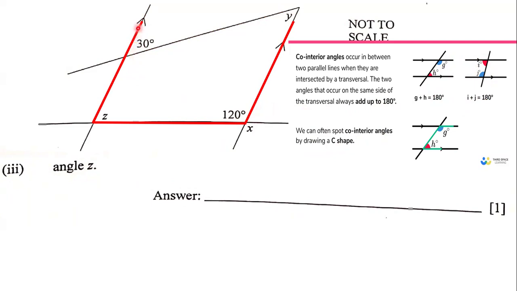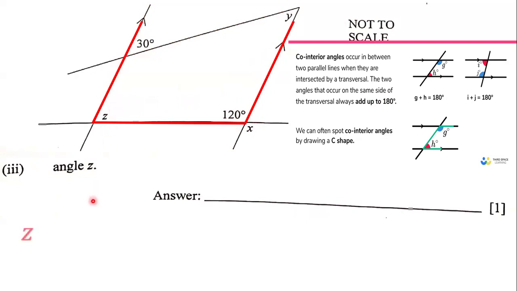Notice here we have a C shape. This is a parallel line, and this is a parallel line, and we have a transversal right here. Indeed, Z and this angle whose size is 120 degrees are co-interior angles, which means that they are supplementary, which means that they add up to 180 degrees.